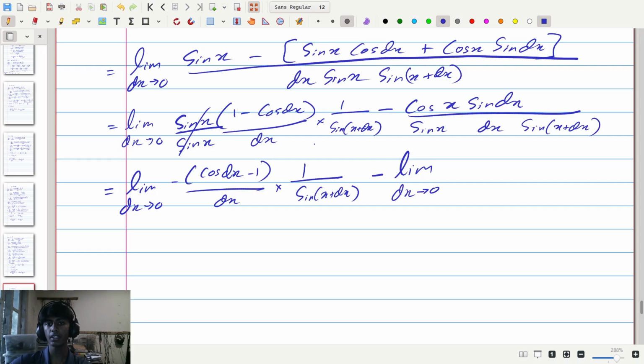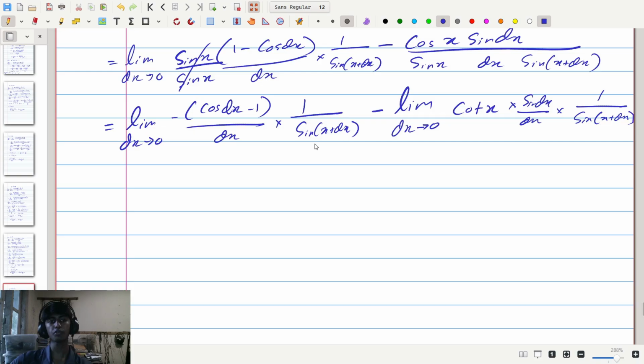The second thing over here, we can see there's a cosine of x divided by sine of x, which is 1 divided by tangent of x, or cotangent of x. So this is cot x. Here we have sine dx by dx, so I'm going to write that as sine of dx by dx. And this part over here I'm going to write as 1 divided by the sine of x plus dx. Now here we can see a bunch of familiar things. Over here on the left, evaluating the left side limit, we know that this thing is equal to 0. This thing we know from earlier is equal to 0.